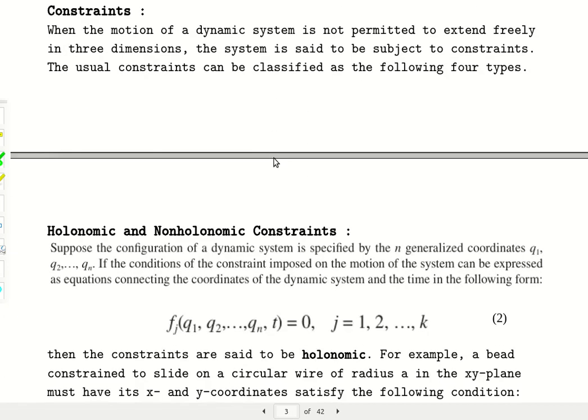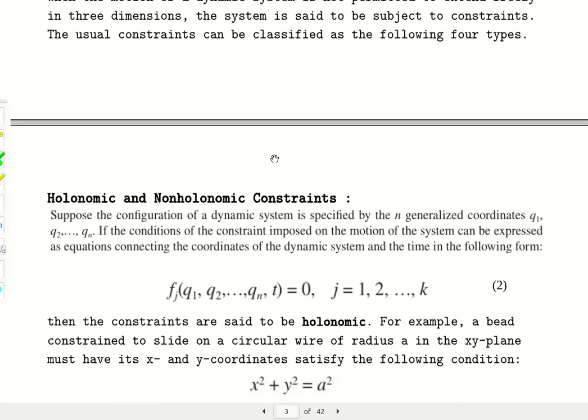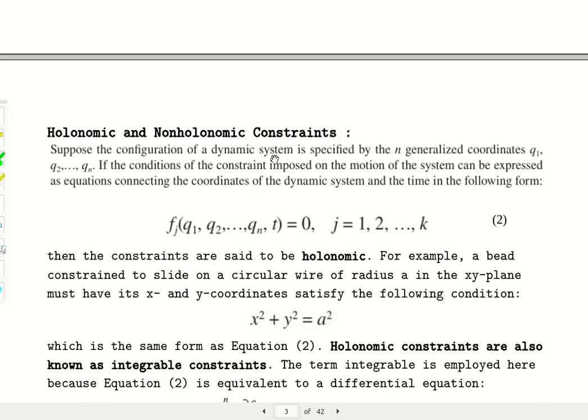The next thing, the most important thing for this class, is the constraints. What are constraints? When the motion of the dynamical system is not permitted to extend freely, as we have discussed, the limitations of the motion are called constraints. Constraints are classified into 4 types. The first 2 types are the holonomic and non-holonomic constraints.